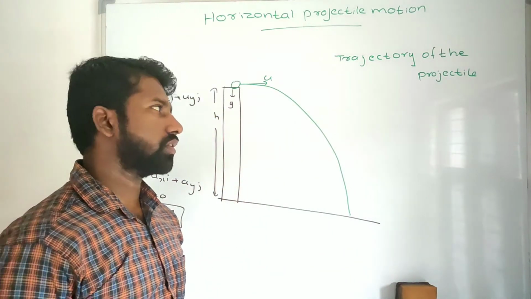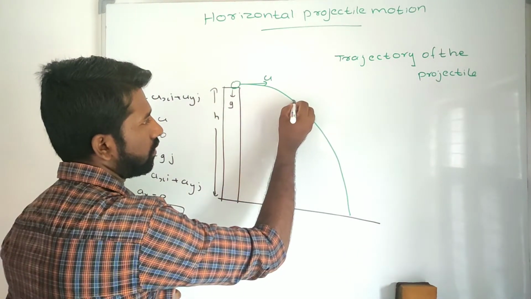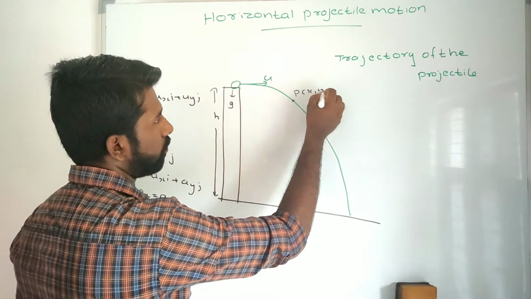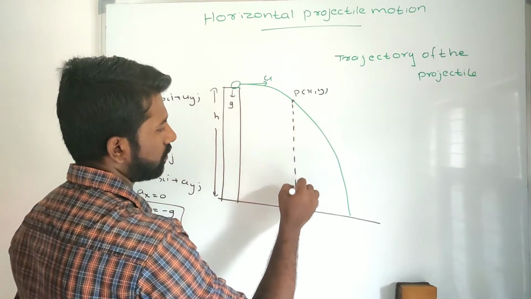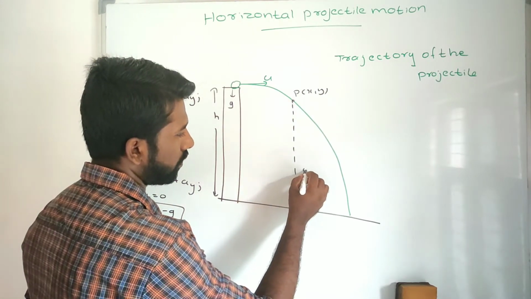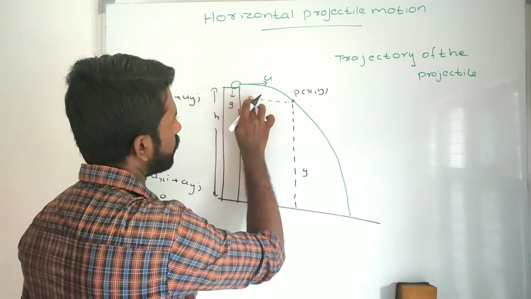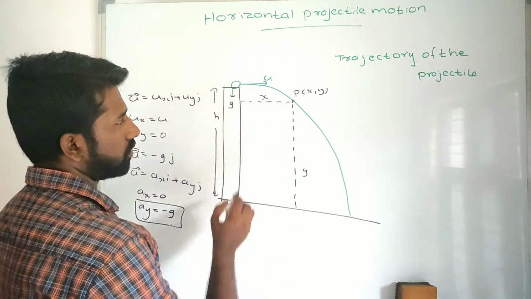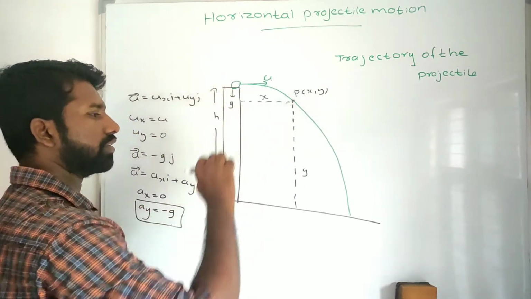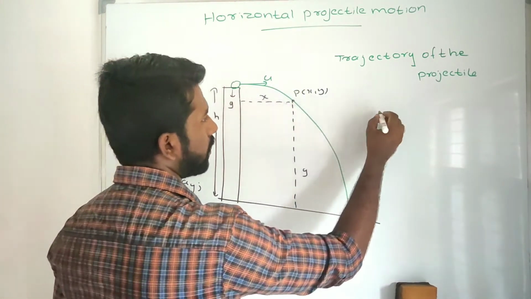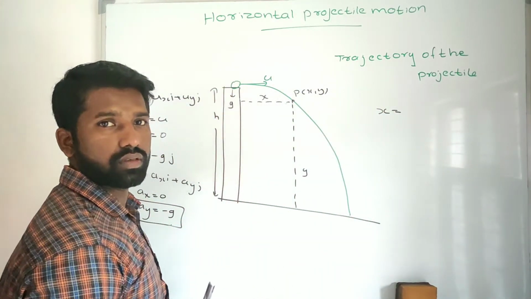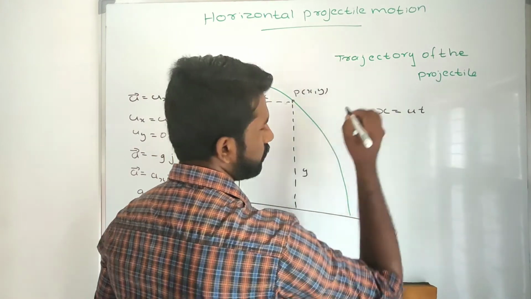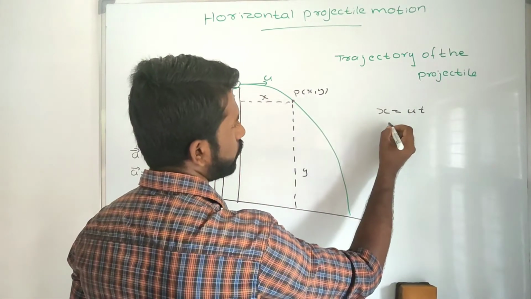Trajectory of the projectile. I consider that at time t the object is at point P (x, y). This is the vertical distance y and this is the horizontal distance x. I am going to find this x and y in terms of the initial velocity. In the horizontal direction, the velocity is constant. So the horizontal displacement is equal to velocity into time. Okay, then x is equal to ut.